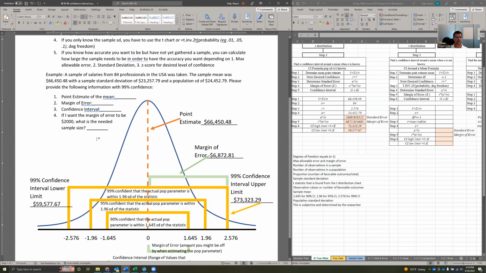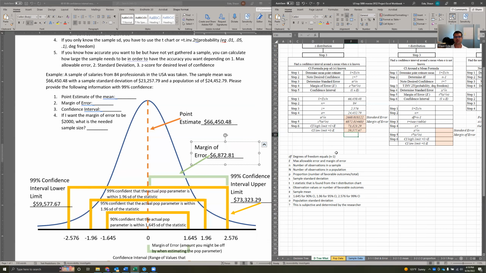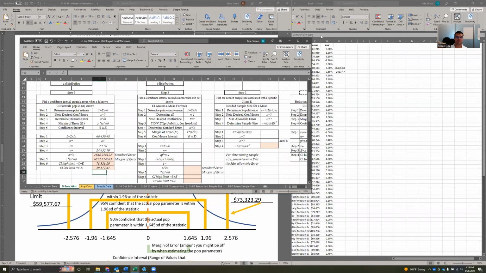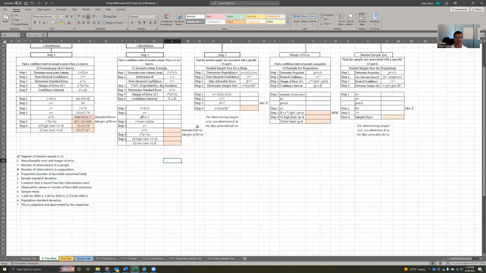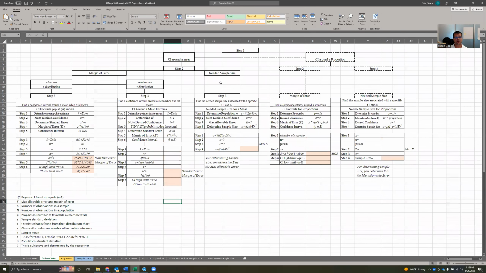Now, if you want the margin of error to be 2,000 instead of the 6,872, what is it that you can do? Well, that's a really great question. If you still want to be 99% confident, let's just come over here. We're calculating the needed sample size. We've got the standard deviation right here. Let's just do equals. Okay, and then we've got the z-score of 2.576, and then the max allowable error of 2,000.